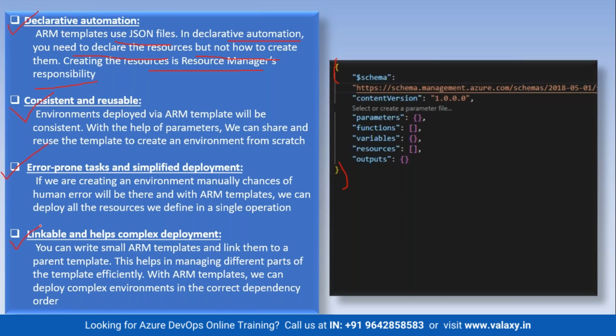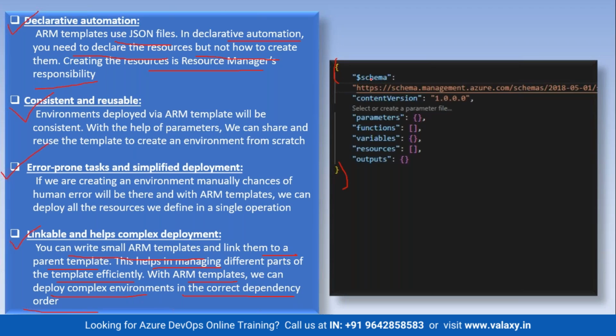Now suppose tomorrow you're making changes to any of the resources, you can directly jump onto that file and make your changes. That is also supported by ARM. So you can write small ARM templates and link them to a parent template. This helps in managing different parts of the template efficiently. With ARM templates, we can deploy complex environments in the correct dependency order. So these are the additional features ARM provides: declarative automation, consistent and reusable, less error-prone tasks, linkable, and help with complex deployment.